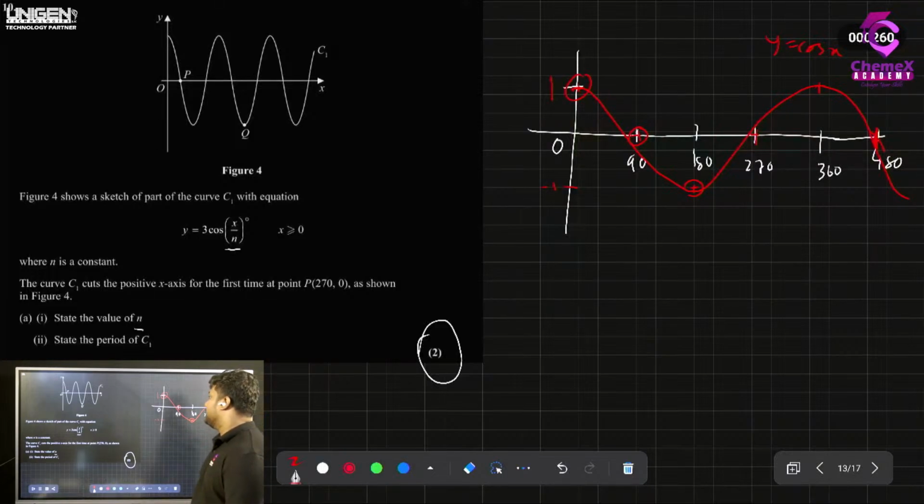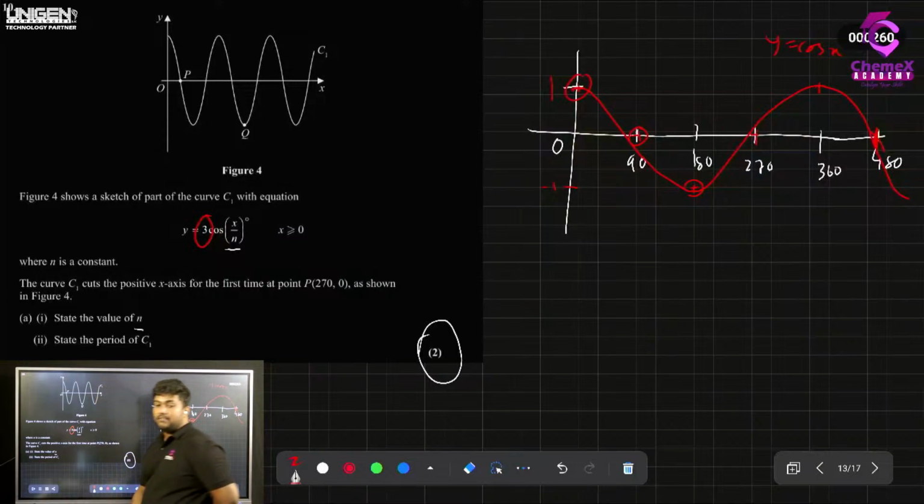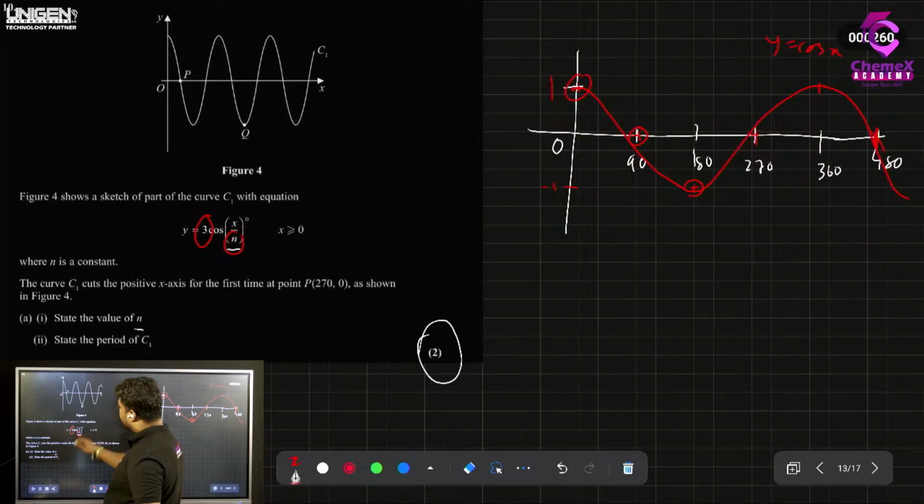Understand, sir. Now every y value here has been multiplied by 3, and x has been divided by n. That means dividing x by n is the same as multiplying by 1 over n.